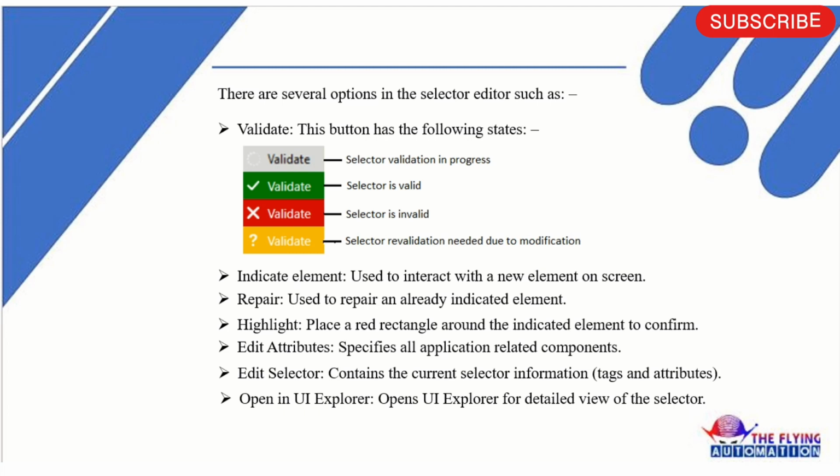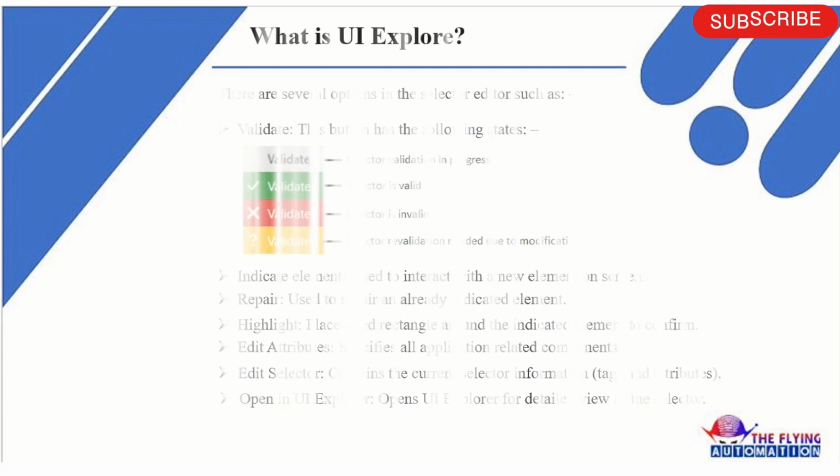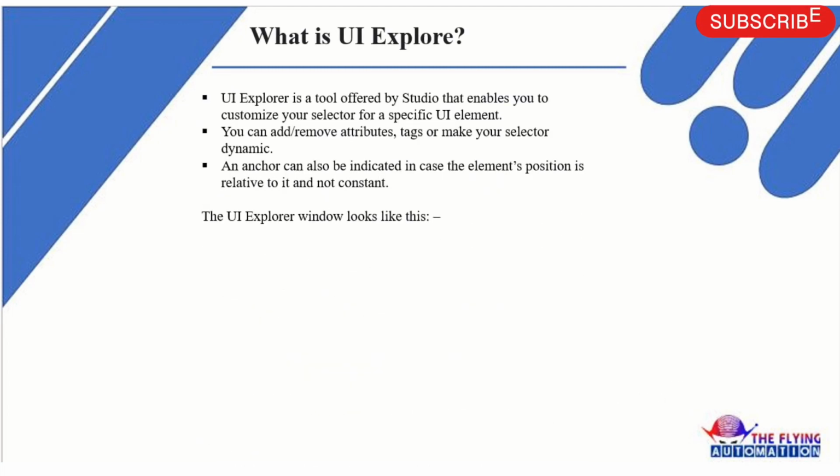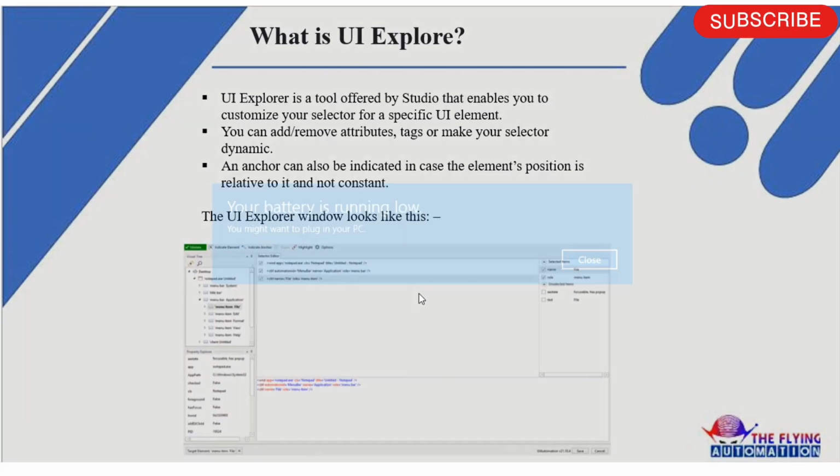So now we'll see what is UI Explorer. UI Explorer is a tool offered by Studio that enables you to customize your selector for a specific UI element. You can add or remove attributes and tags, or make your selector dynamic. An anchor can also be indicated in case the element position is relative to it and not constant. Now we'll see the picture of the UI Explorer. You can see it here.